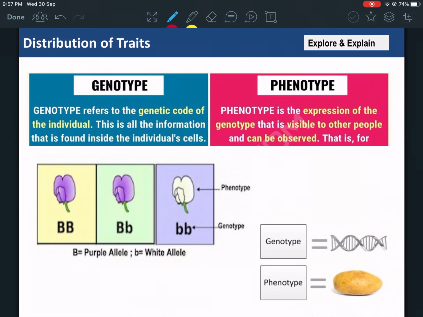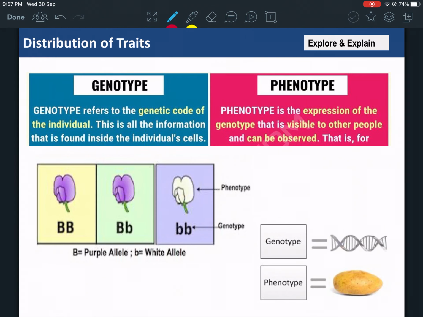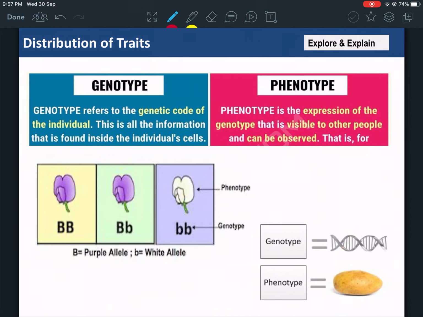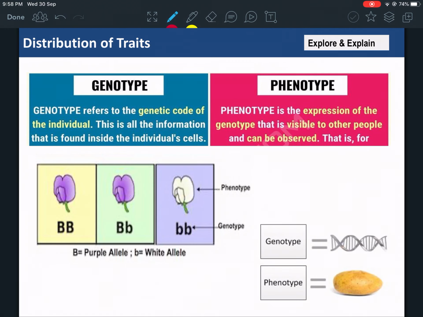Morning, everyone. So today we're going to continue our lesson on natural selection, but today we're going to learn about something called alleles and allele frequency and how to calculate allele frequency. And it looks complicated, but when you see it, it's actually very simple.